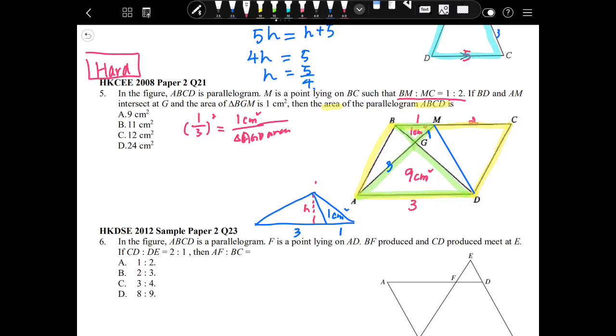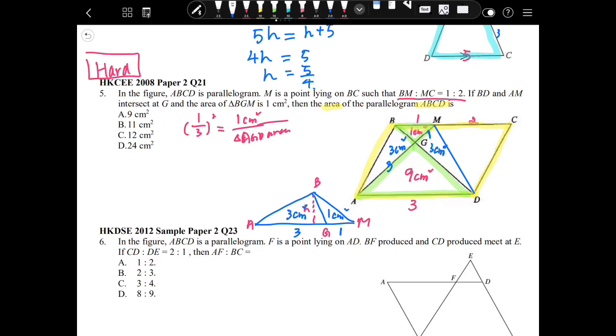So I'm looking at triangle ABM. If their height is the same and we have different bases, then the ratio of area would be the same as the ratio of the bases. So that means 3 cm square. If this one is 3 cm square, then the opposite triangle will also be 3 cm square.